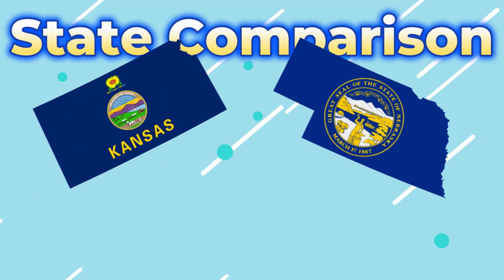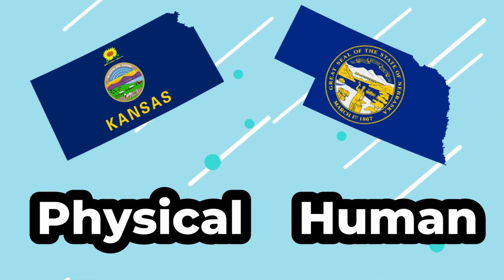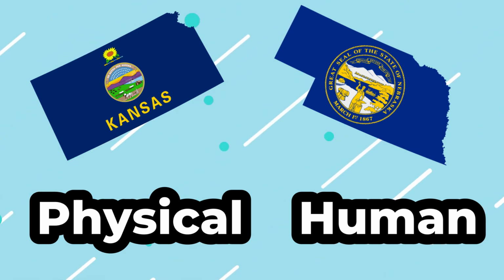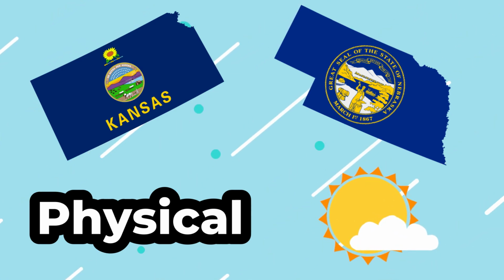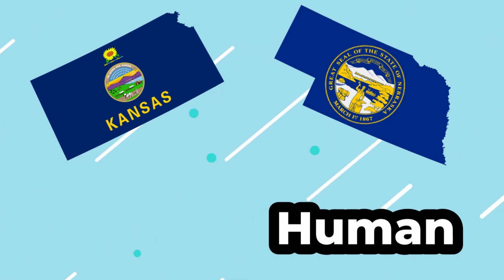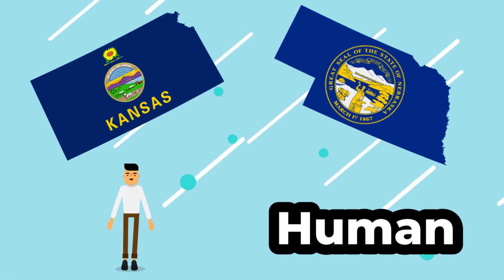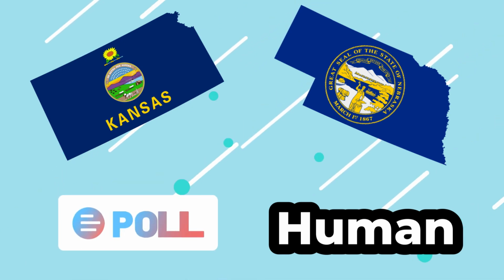The video will focus on both physical and human geography. In terms of physical geography, we will review three main factors: the geomorphology, meteorology, and ecology, while with human geography, we will review four main factors: the demography, urbanization, economy, and geopolitics.